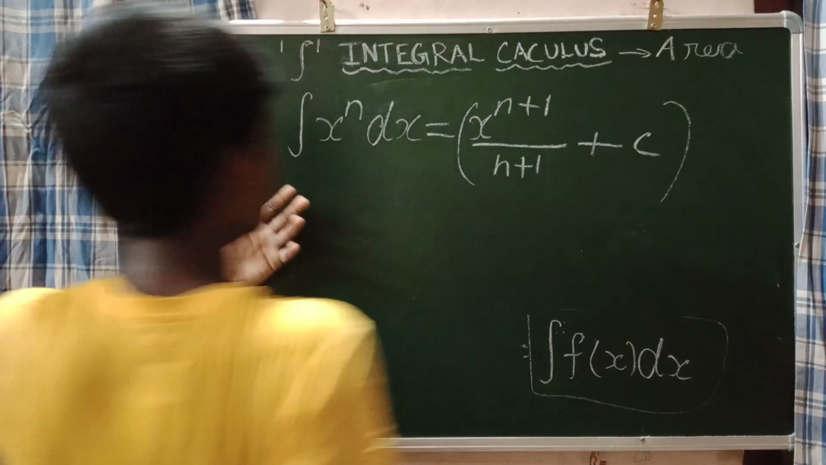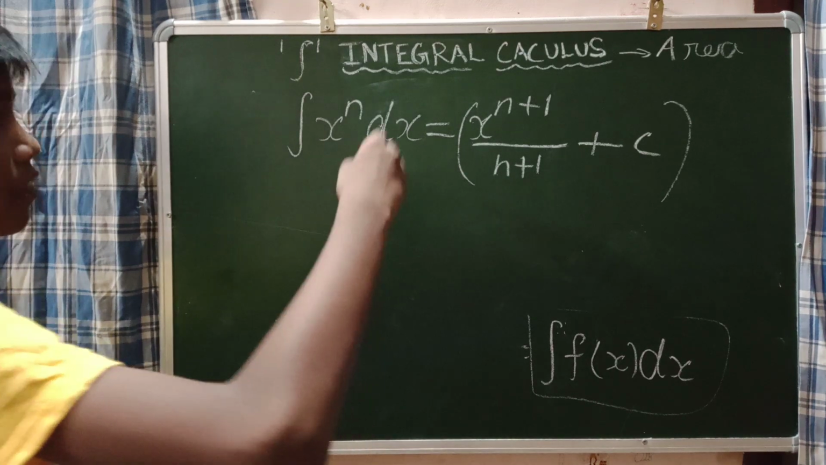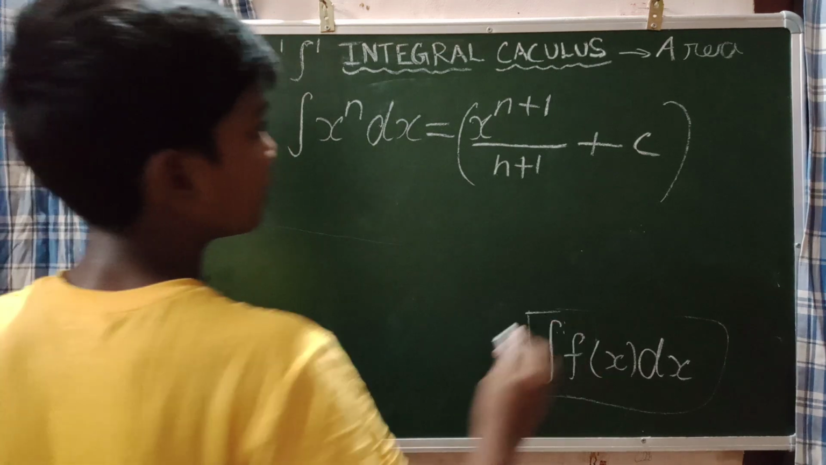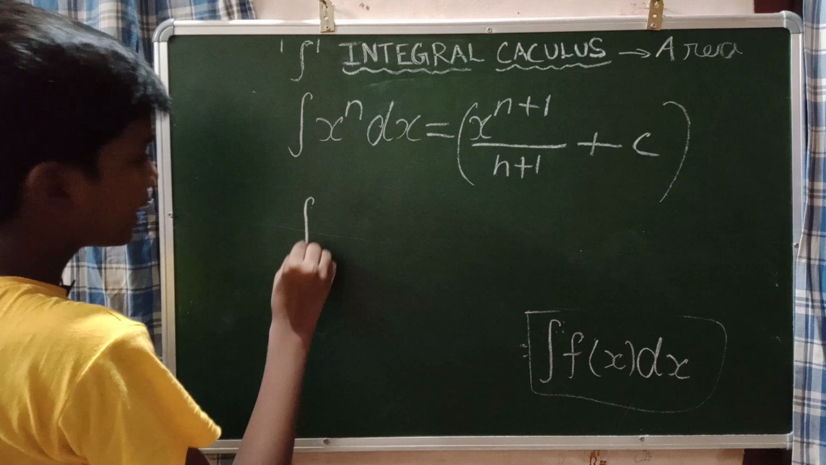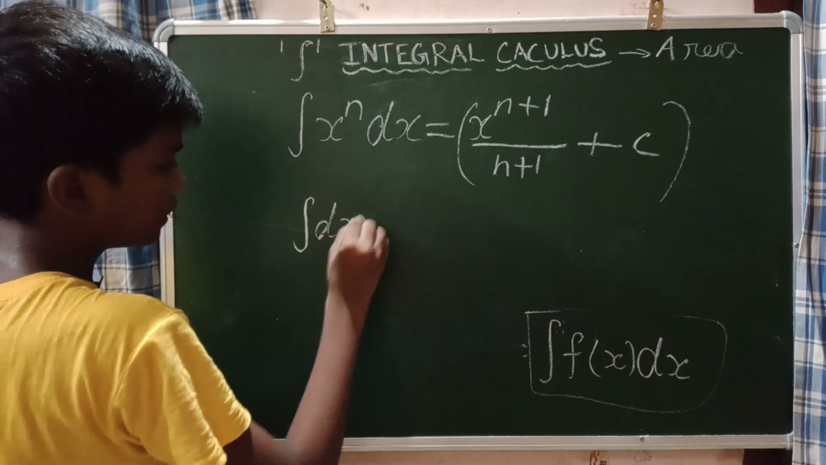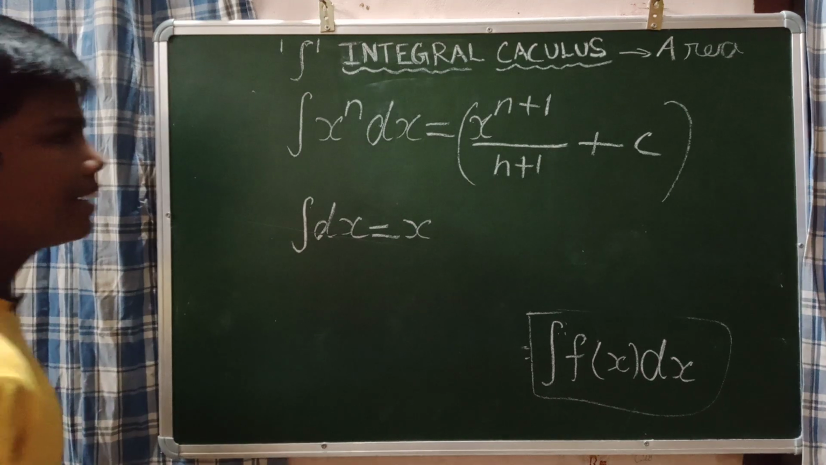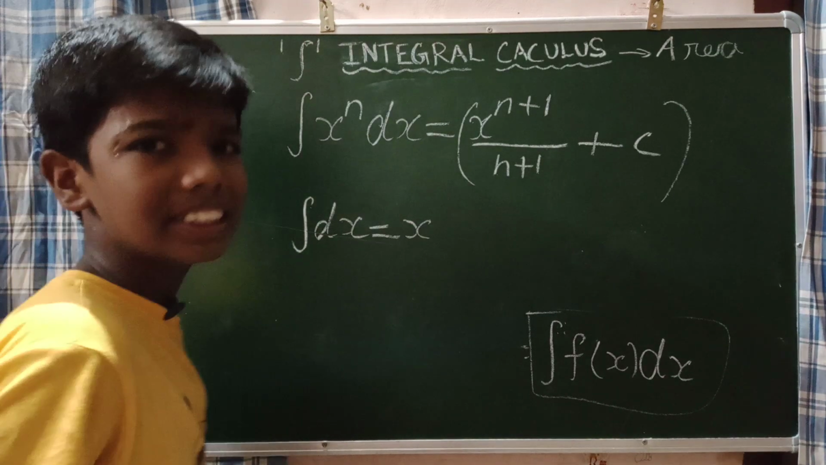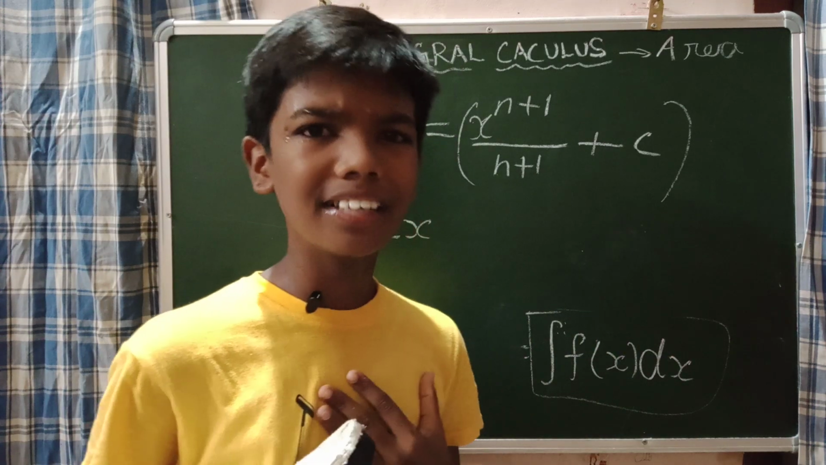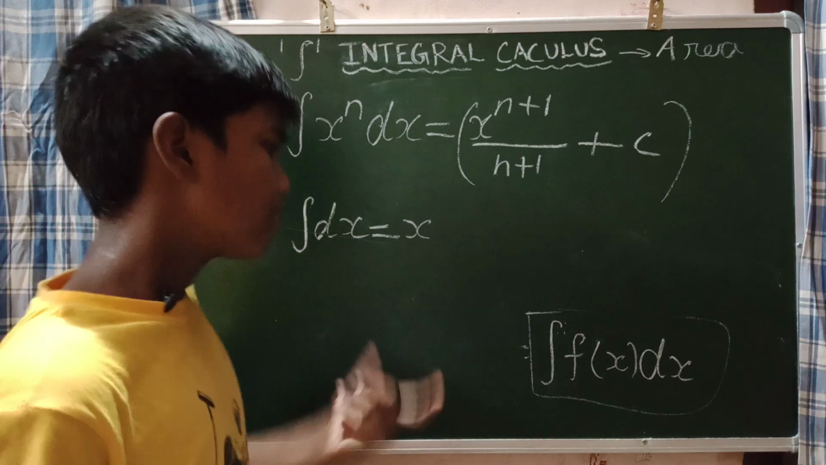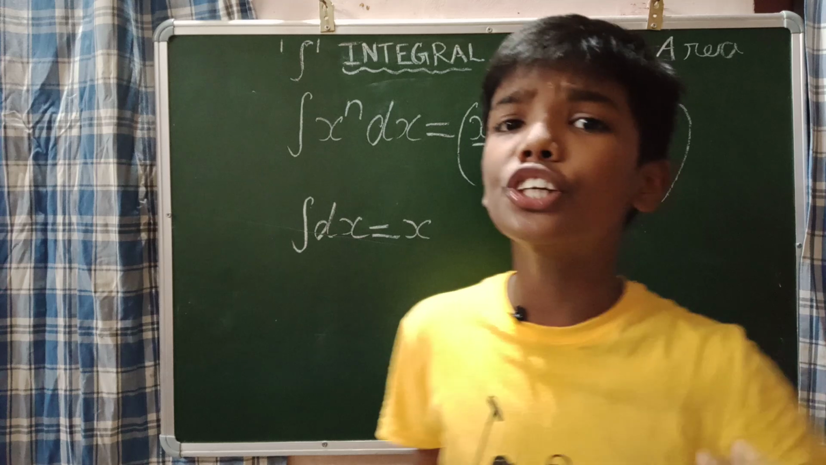Please remember this formula. Integration of x to the power of n dx is equal to x to the power of n plus 1 divided by n plus 1 plus constant c. And integration of dx is equal to x. These are the basic formulas that you need for physics. If you remember these formulas, it is essential for physics. For mathematics you need to know all the things, but for integration of trigonometric functions you only need to know the basics.